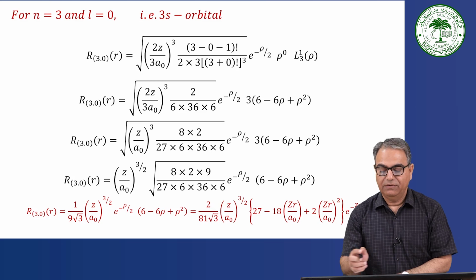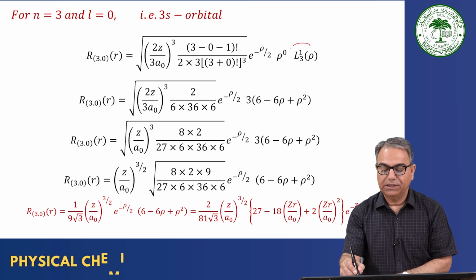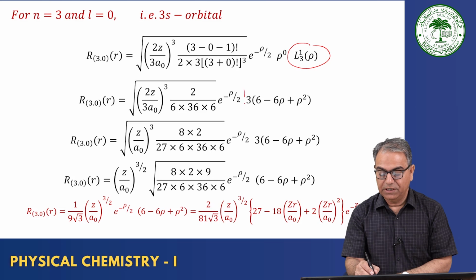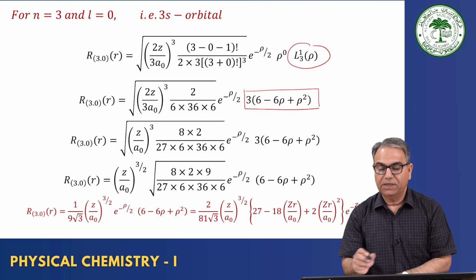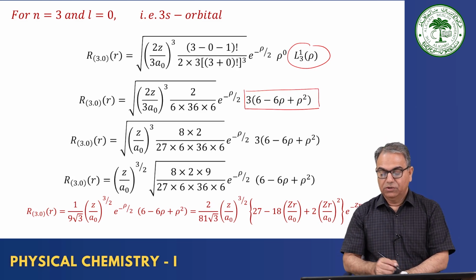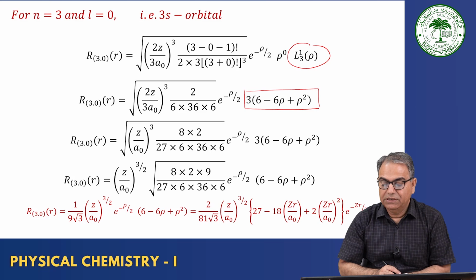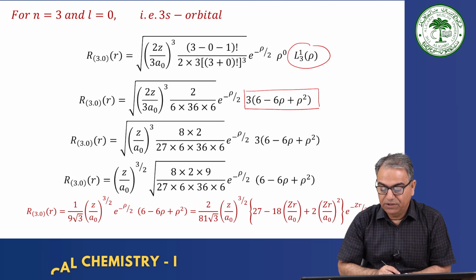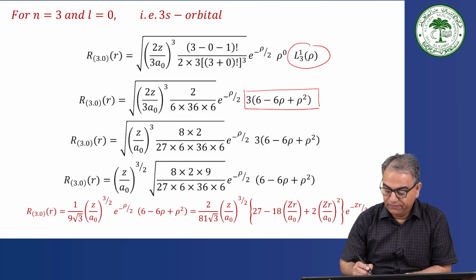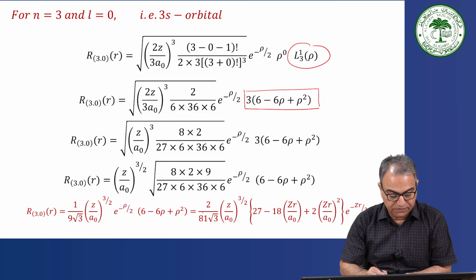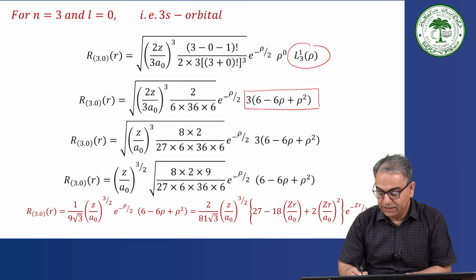For 3s orbital, the associated Laguerre polynomial you require is L3 1 rho, and this we know L3 1 rho is 3 into within bracket 6 minus 6 rho plus rho square. Okay, so if you use this associated Laguerre polynomial L3 1 rho and find out the values, then the final value is this one: 2 divided by 81 root 3, z divided by a naught to the power 3 by 2, then 27 minus 18 zr divided by a naught plus 2 zr divided by a naught square, exponential minus zr divided by 3 a naught.